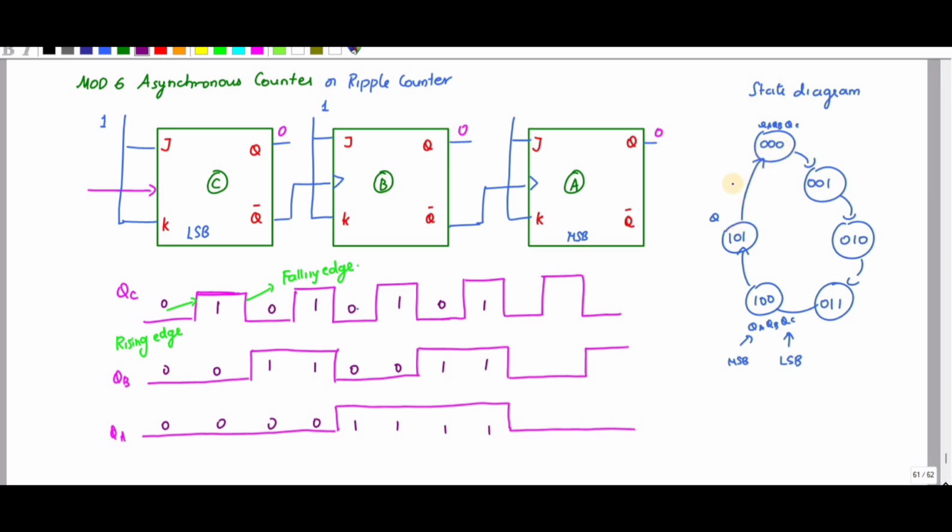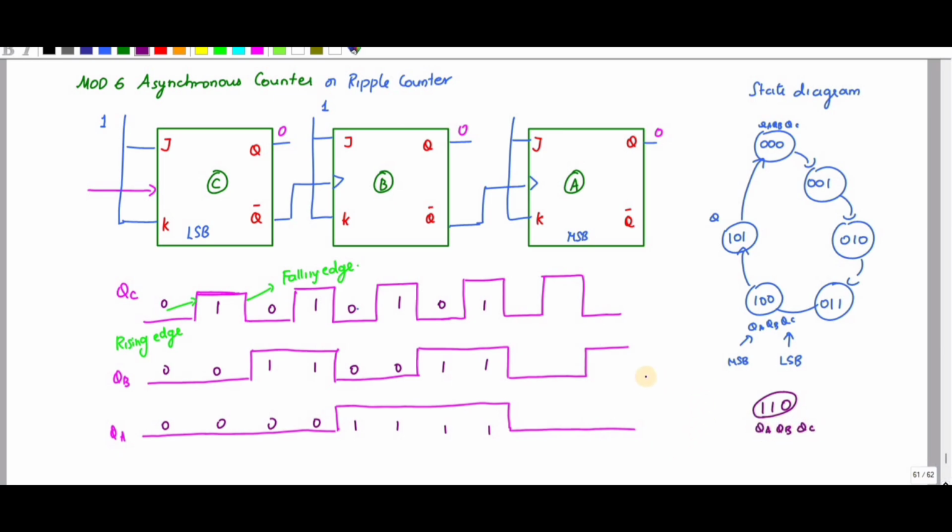So I have to connect it such that it should not reach the next state. The next state should be 1 1 1 0, right? So this state should not be reached, that is QA, QB, QC.